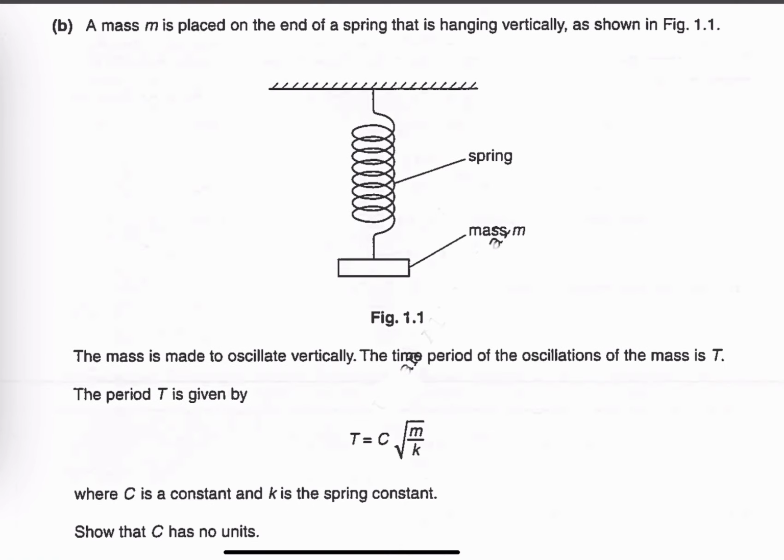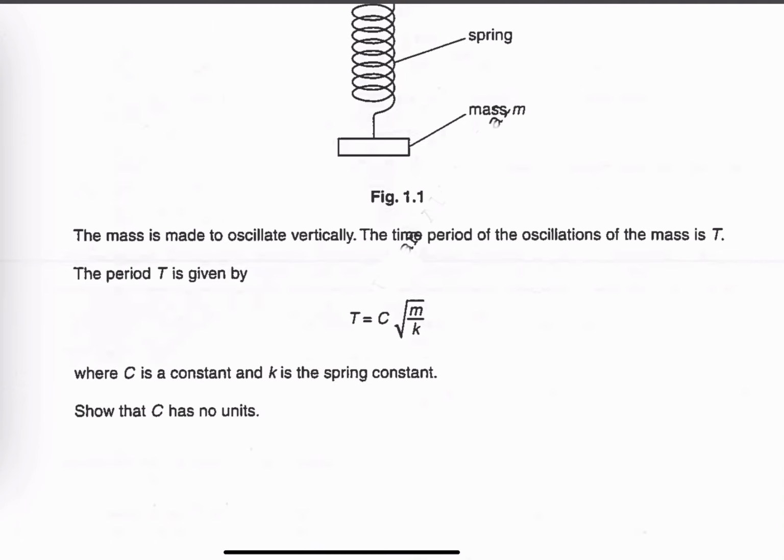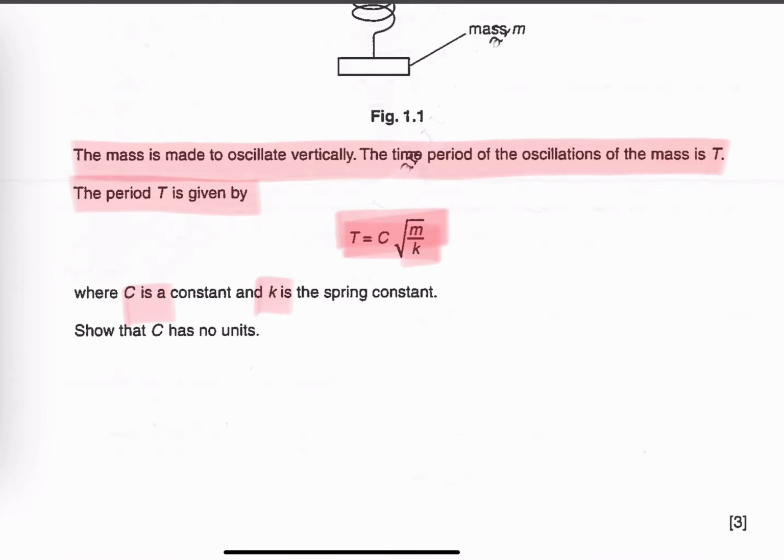Okay, a mass is placed on the end of a spring that is hanging vertically as shown in the figure. The mass is made to oscillate vertically. The time period of the oscillation of the mass is T. The period T is given by this relation. C is a constant, K is the spring constant. Show that C has no unit.